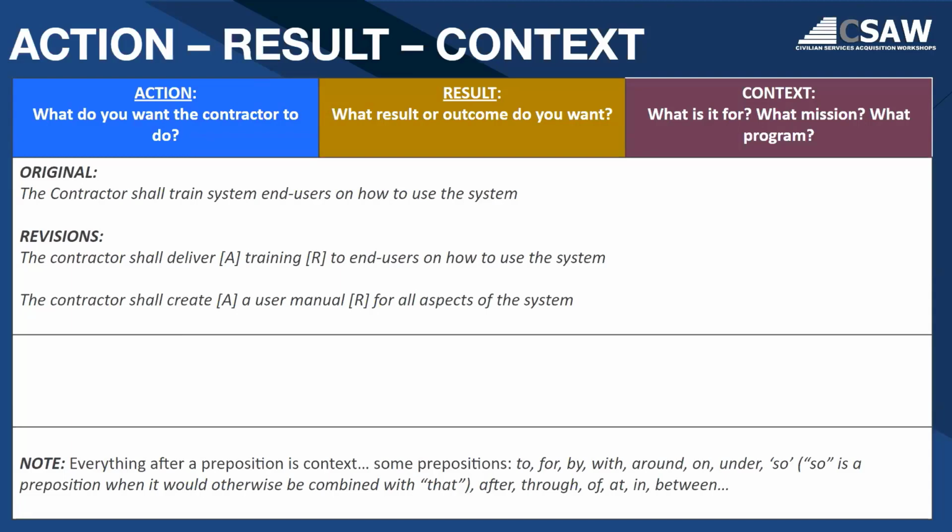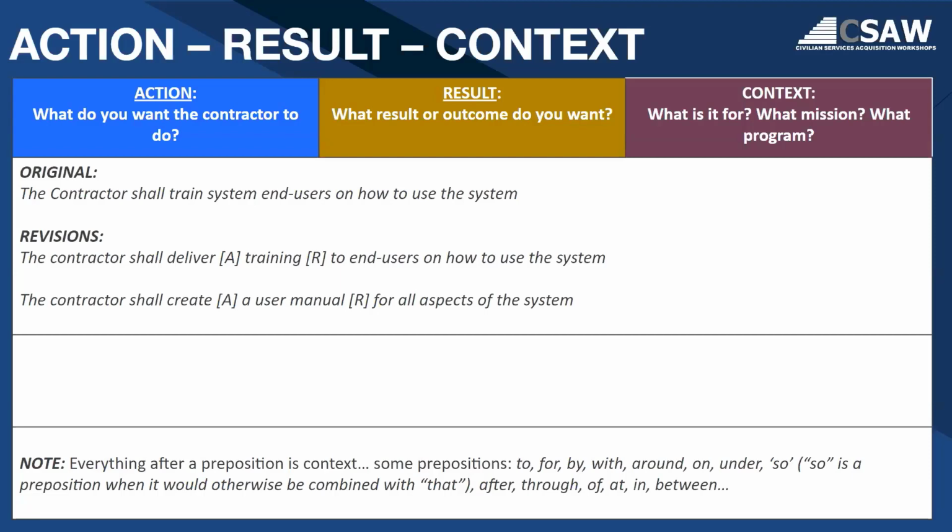Now, in this case, I was working with a customer agency who was wanting to buy a commercial off-the-shelf system. Right, so the vendor already had the system and therefore already had training that they had developed for their system. Therefore, they simply wanted a requirement that said, hey, you'll deliver training that you already have to our users on how to use the system. Pretty straightforward. Okay. But as I talked with them about this original statement, one of the other things that came up is, oh, we also want them to create a user manual for all aspects of the system so that users can effectively train themselves.